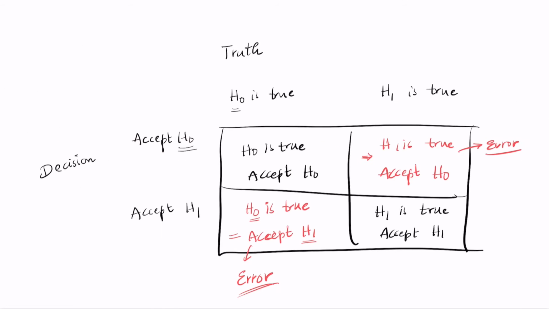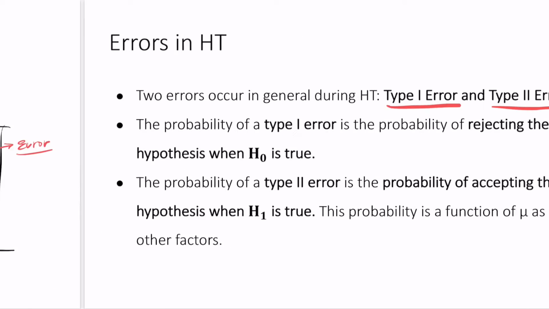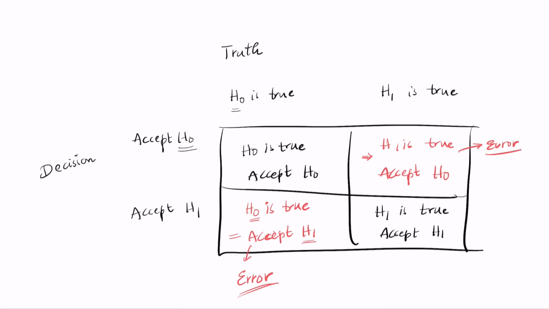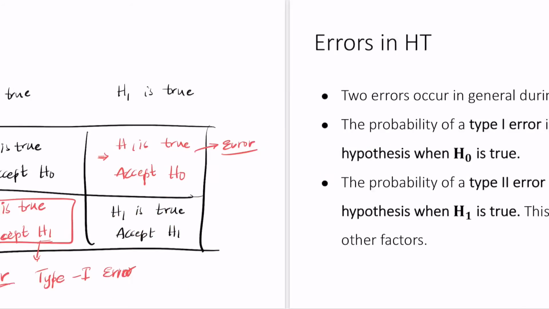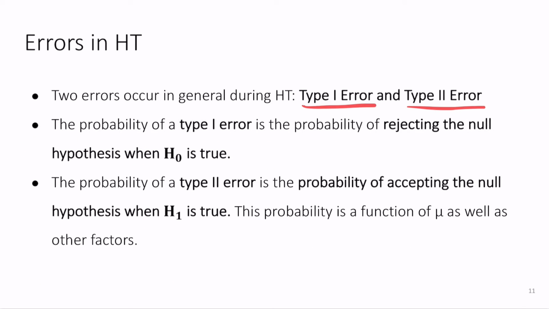Now what is a type 1 error? A type 1 error is where we reject the null hypothesis when it is true. So this part here represents the type 1 error. The probability of a type 1 error is the probability that we reject the null hypothesis when it is true.